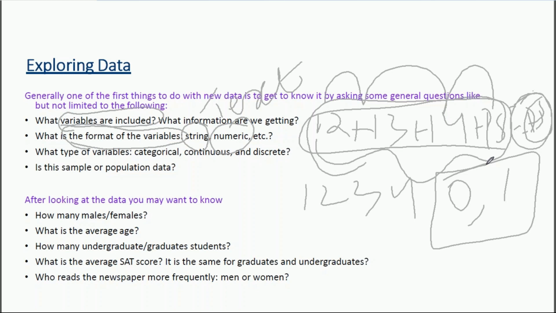After you know the format of the variable, we also want to know what kind of variable it is. Is it a categorical variable? Is it a continuous variable? Is it a discrete variable? We'll look at these three concepts in some time. That's another thing you'll have to see.